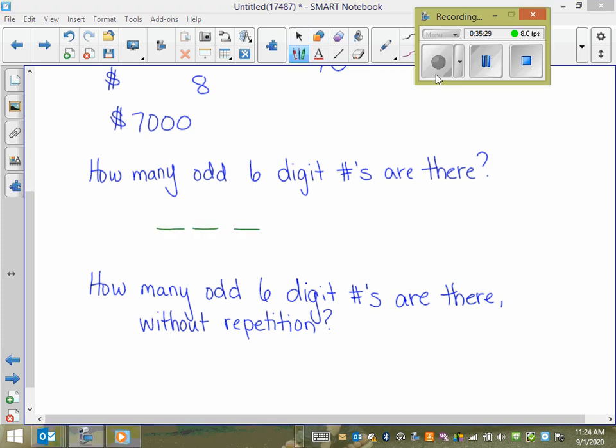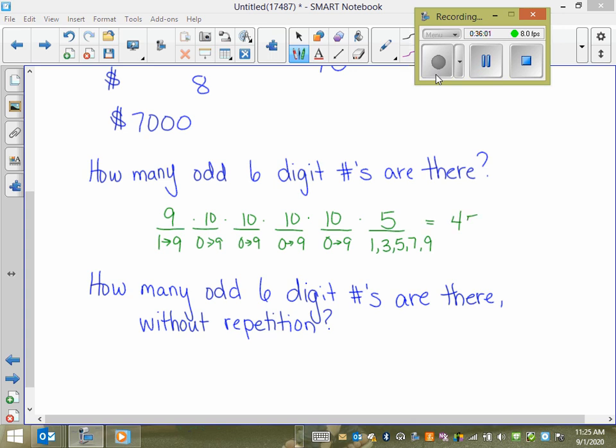So 1, 2, 3, 4, 5, 6. This one doesn't say not repeating. So our back numbers can be 1, 3, 5, 7, 9. We have to deal with restrictions first, so we deal with that blank. This one can be 1 to 9. It can't be 0. So that's 9 options. And the middle has no restrictions, right? So we could have 0 to 9. So 450,000. So a few more odd digits when you hit 6.